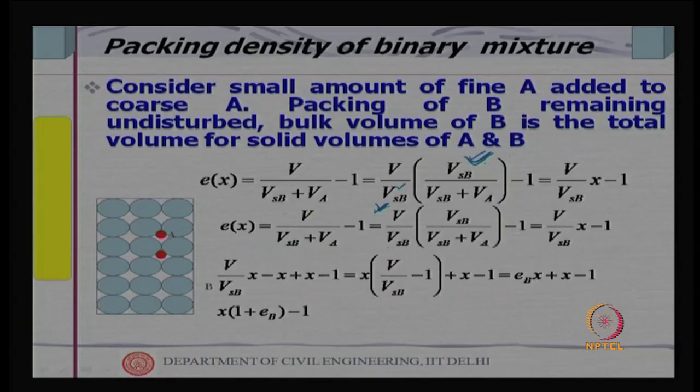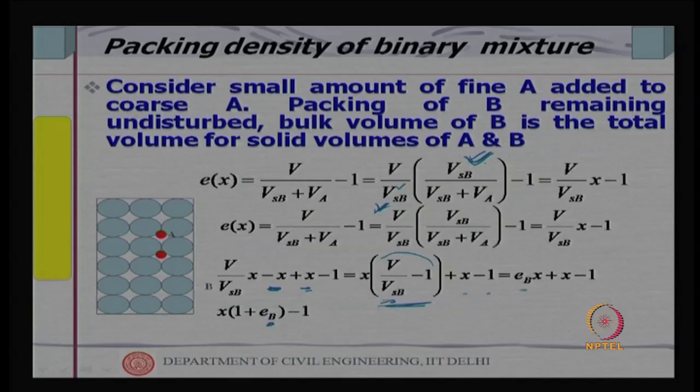Ex is equal to V by VSB x minus 1, and then what I do is I just add minus x and plus x. With a little bit more algebraic manipulation, I add minus x, add x, subtract x, and then this x gets common. So, I will have V by VSB minus 1, because this is what I want to get, which is nothing but the EB, void ratio of B alone. So, I wanted to get void ratio of B alone, and for that I must subtract x out of this. So, if I take x common, I get like this, and this is x minus 1.